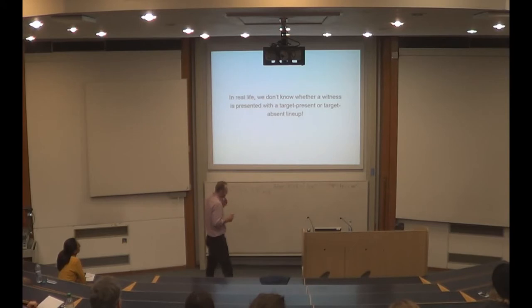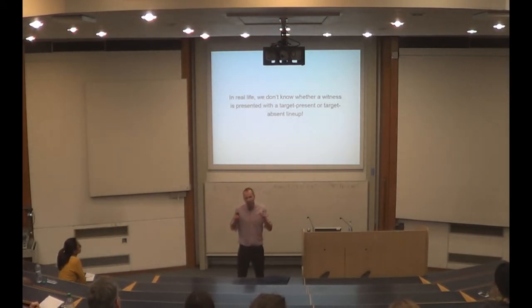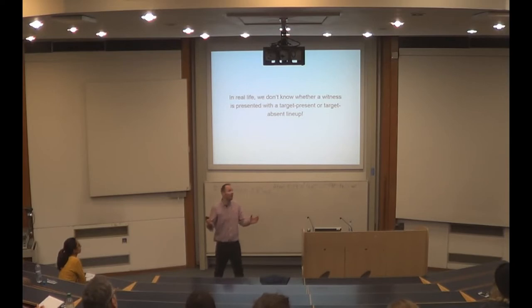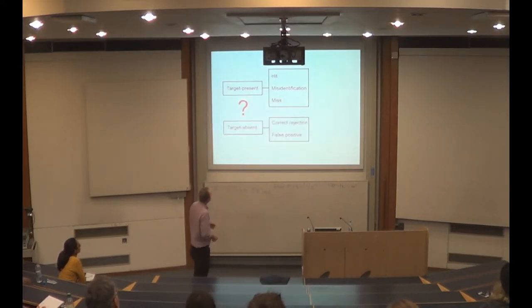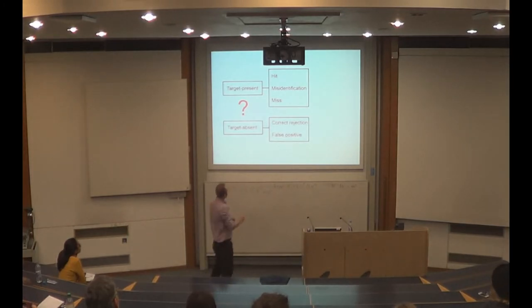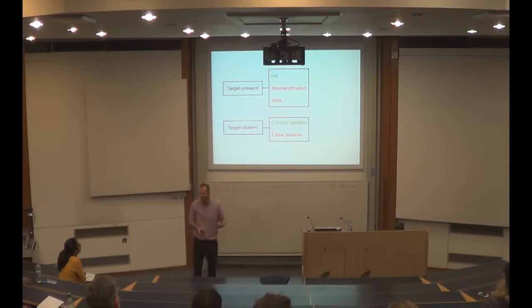But the point is this: in real life you don't know whether you're being shown a target present or a target absent lineup. The target absent lineup would be a lineup, say, that includes an innocent suspect. So in real life you don't know that. That's the question you're trying to answer. And so you don't know what you've got. You do know that both types of lineup can give rise to a series of responses, and that there's a correct response for each type of lineup.